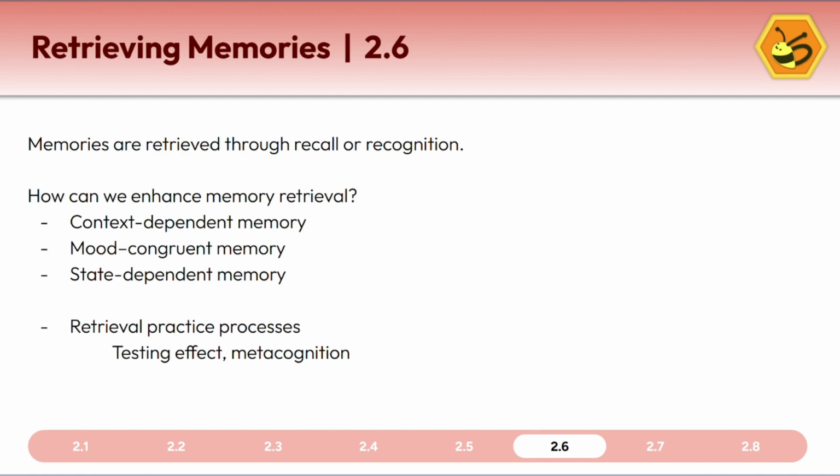Is nostalgia an example of context-dependent memory? Yeah, that's a really good one. So if you're in the same place where you used to be, that can be a form of context-dependent memory.